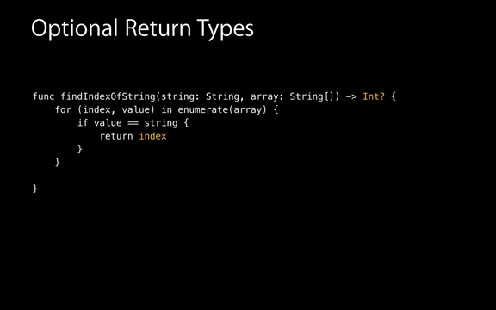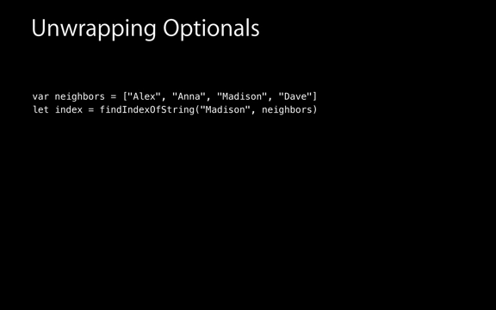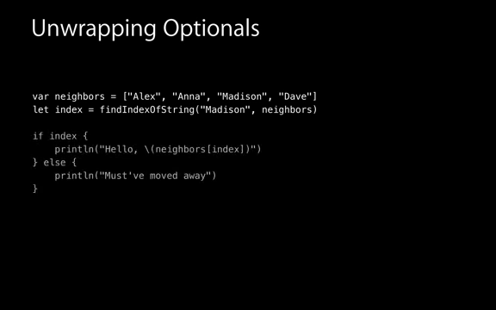And because we have nil at our disposal, we know exactly what to do when we don't have a valid result. We just simply return nil. Now, as I said, we need to unwrap optionals. So let's use this function here to look through an array and try to find a name in this array. Here you can clearly see that the string that we're looking for is in the array, so we have a valid result to return.